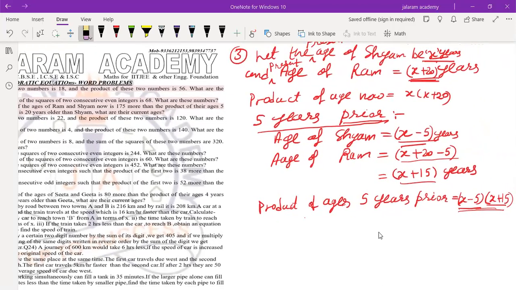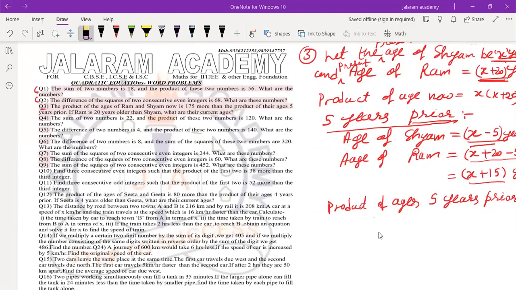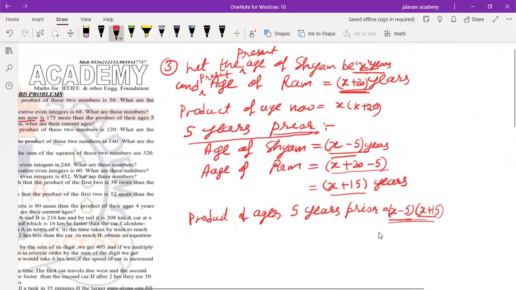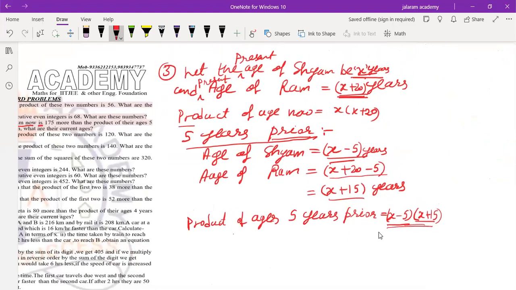When we change this statement into an equation, read it: the product of ages of Ram and Syam now. Just stop before the word is. Is means equals to. Again read it: the product of ages of Ram and Syam now. So in our assumption, where is it written? Product of ages of Ram and Syam now.